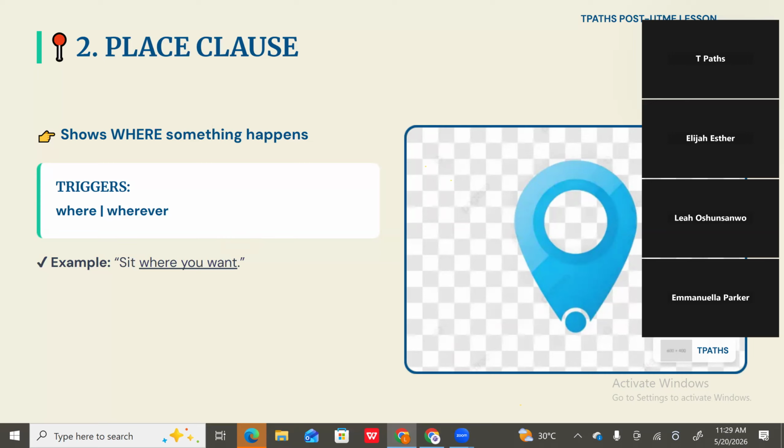Yeah, look at this example. Sit where you want, or wherever you want. Sit where you want. So the adverbial clause there is what? Place.